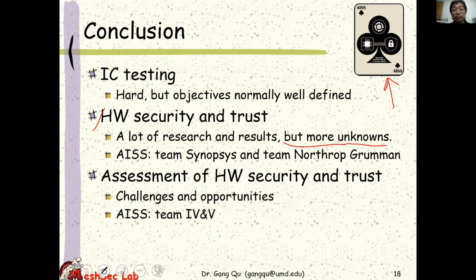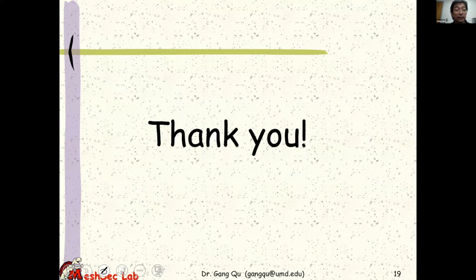And in the ACE program, we have 2 teams, and the goal here is, in some sense, to commercialize all this research from the past 2 decades into product. And finally, I talk about our assessment. How do people assess or test the security features? And I talk about our role here as the DARPA ACE team, IV and V. And thank you very much.